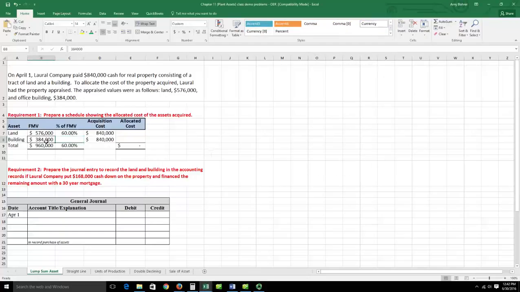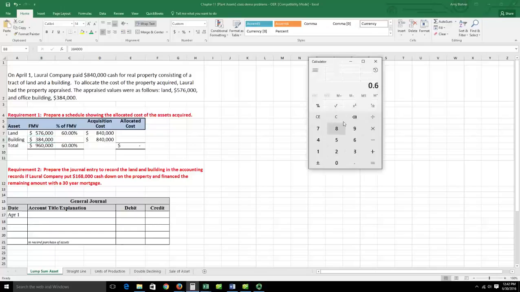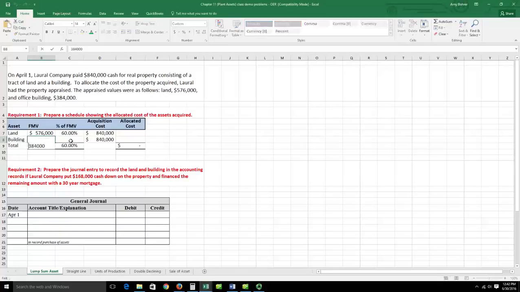Okay. Then I do the same thing for the building. 384,000 divided by $960,000 total gives us 40%. And this should always come up to 100% when you add these two together. So what is this telling us? This is telling us that 60% of this fair market value is the land, and 40% of the fair market value is the building. So now we can make the leap that if 60% of the fair market value is the land, then 60% of what we paid for it should be allocated to the land.